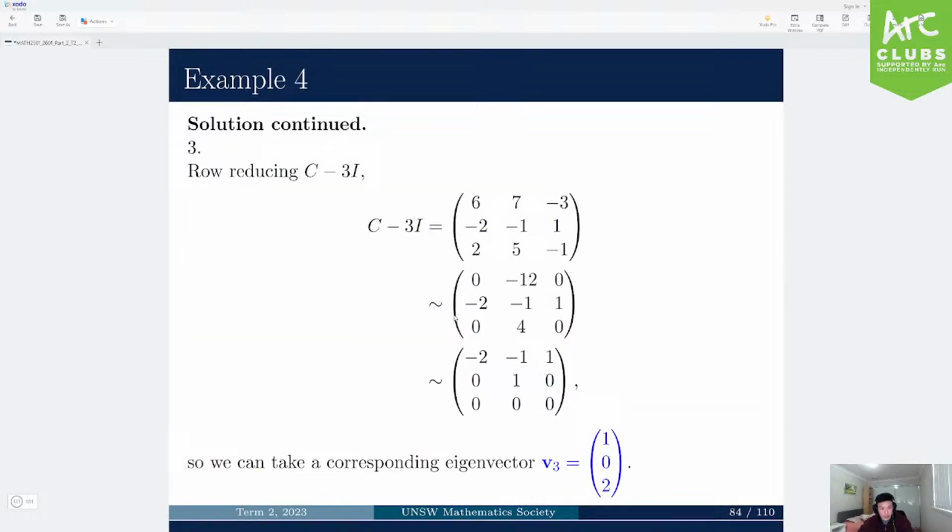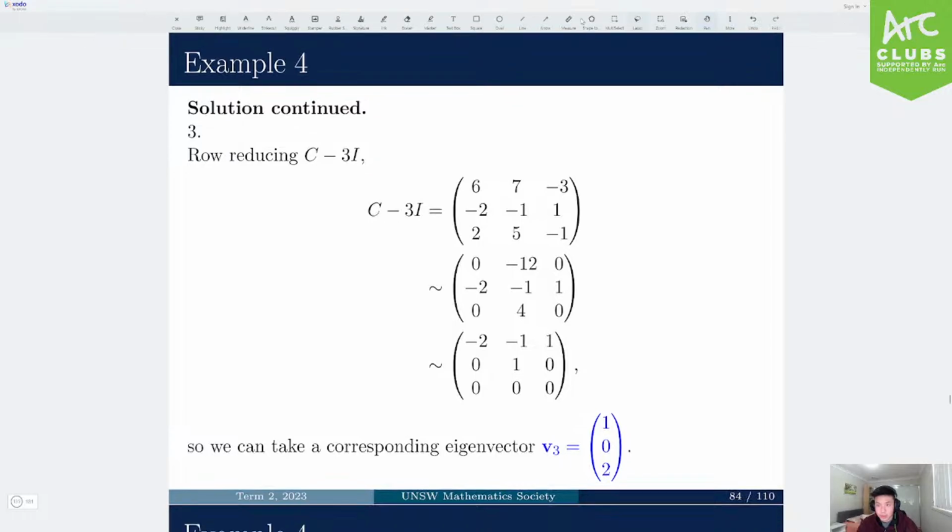And part 3 was just trying to find the invertible matrix P and the Jordan matrix J. Okay, so we just want to find the eigenvector corresponding to the eigenvalue 3, and that can just be done by row reducing C minus 3I, which gets this matrix here, and we can just take the corresponding eigenvector v3 is equal to 1, 0, 2. Okay.